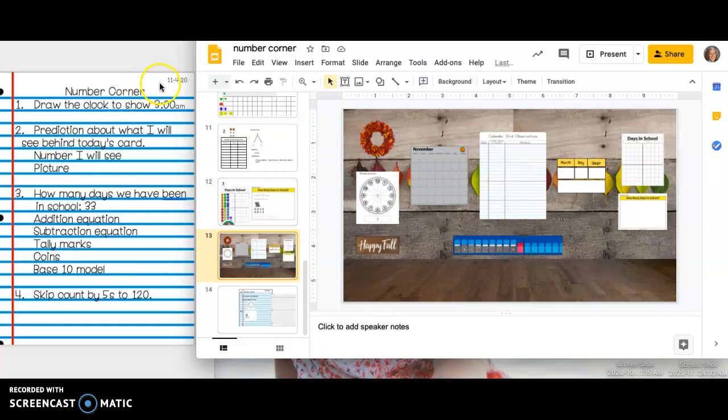Please make sure to write the date at the top right-hand corner of your page and write number corner. Press pause if you need more time.